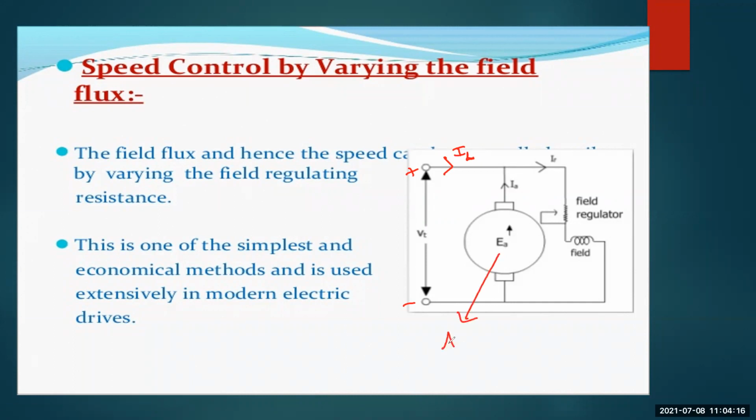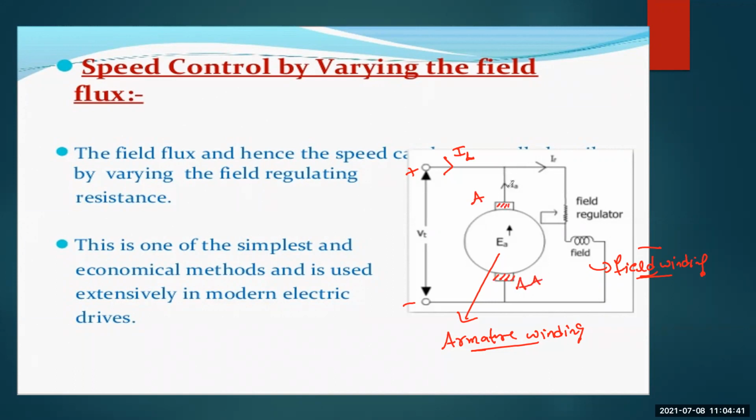This is the armature winding, and this is called the field winding. This is the field winding, and this is the armature winding. These are the brushes generally. So we represent it in this manner, with terminals A and AA.